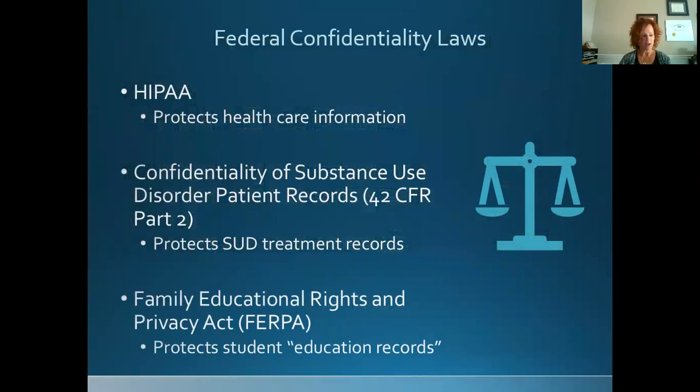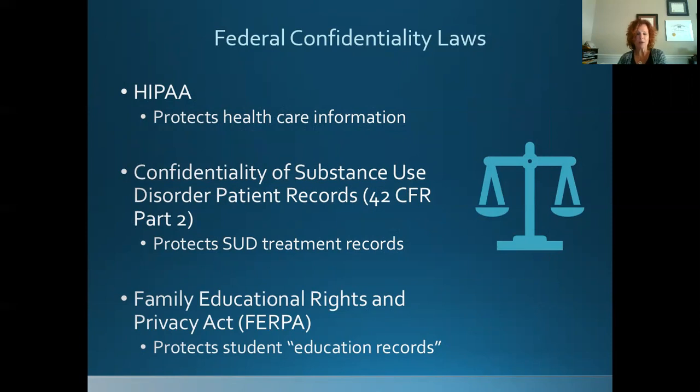So the federal and state confidentiality laws that may apply to students receiving behavioral health services are HIPAA, which protects healthcare information; the confidentiality of substance use disorder patient records, or 42 CFR Part 2 as it's more commonly known. I typically just refer to it as Part 2 throughout the presentation, and it protects substance use disorder treatment records. And then lastly, the Family Educational Rights and Privacy Act, or FERPA, which protects student education records.